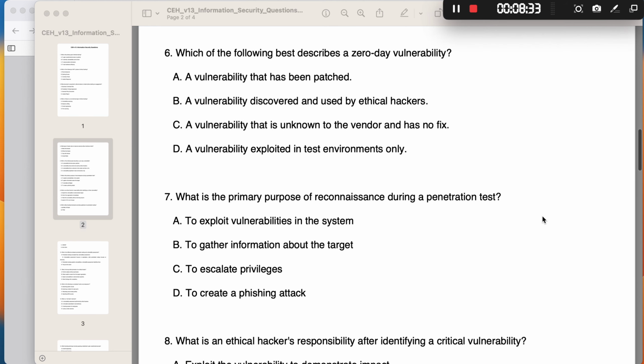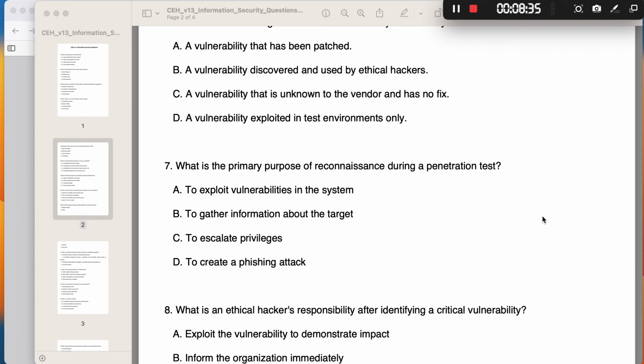Let's move to question number 7. What is the primary purpose of reconnaissance during a penetration test? We have the following options: to exploit vulnerabilities in the system, to gather information about the target, to escalate privileges, to create phishing attacks. What do you think is the primary purpose of reconnaissance during a penetration test? And the right answer is B, to gather information about the target, and that's what reconnaissance is going to do.